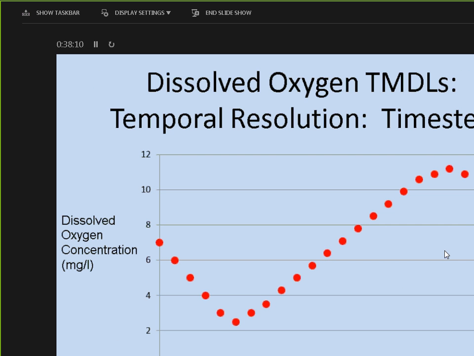And then, jumping ahead to dissolved oxygen TMDLs, those of you who are biologists or limnologists might recognize this pattern. This is from, say, a southern Minnesota stream in late July or early August, and this is a plot of 24 hourly DO concentrations.